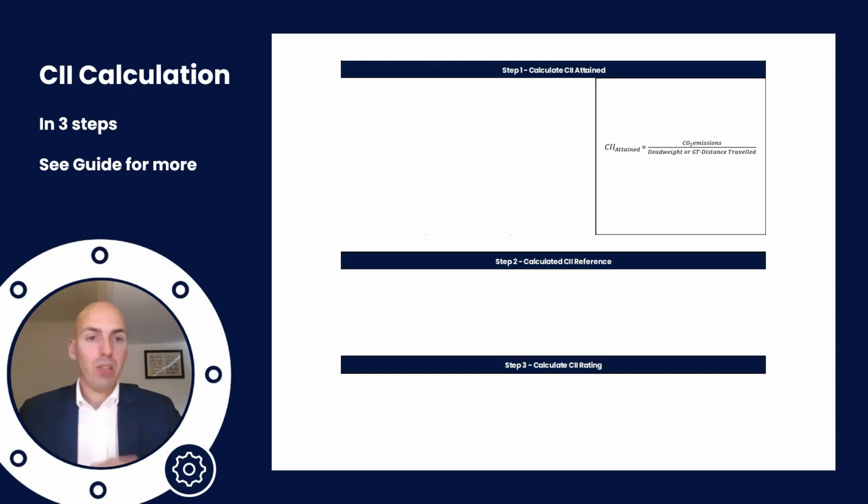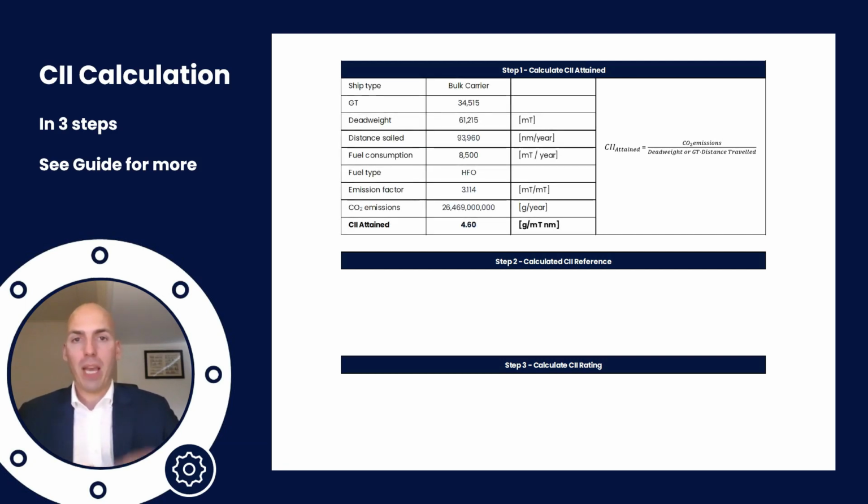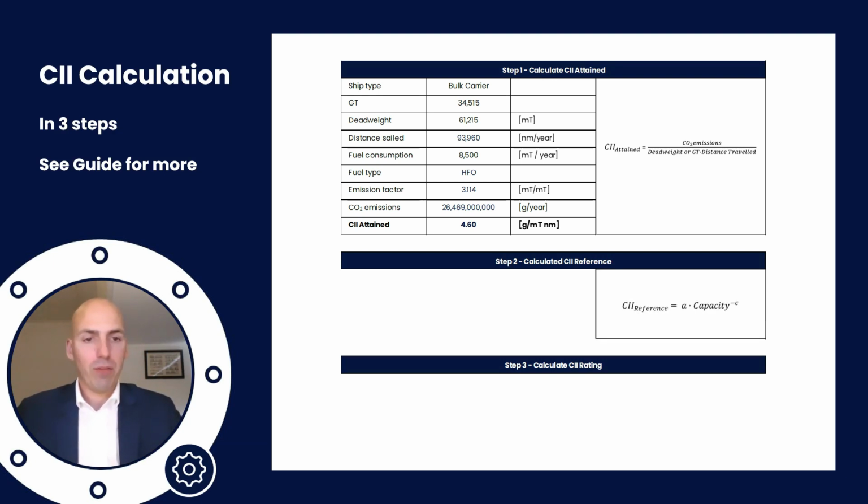Step 1, as we have seen, is CO2 emissions divided by deadweight or GT times distance traveled, multiplied with correction factors if needed. And if you look here, we have a bulk carrier, GT, deadweight, distance sailed, fuel consumption. Here it's metric ton per year, but everything is expressed in grams per year. So make sure to calculate everything properly and have a look at the numbers correctly. We use HFO, emission factor, resulting CO2 emissions, and then we have a CII attained, as you can see, of 4.60. Alright, step 1. Step 2, calculating CII reference. There we have the following formula.